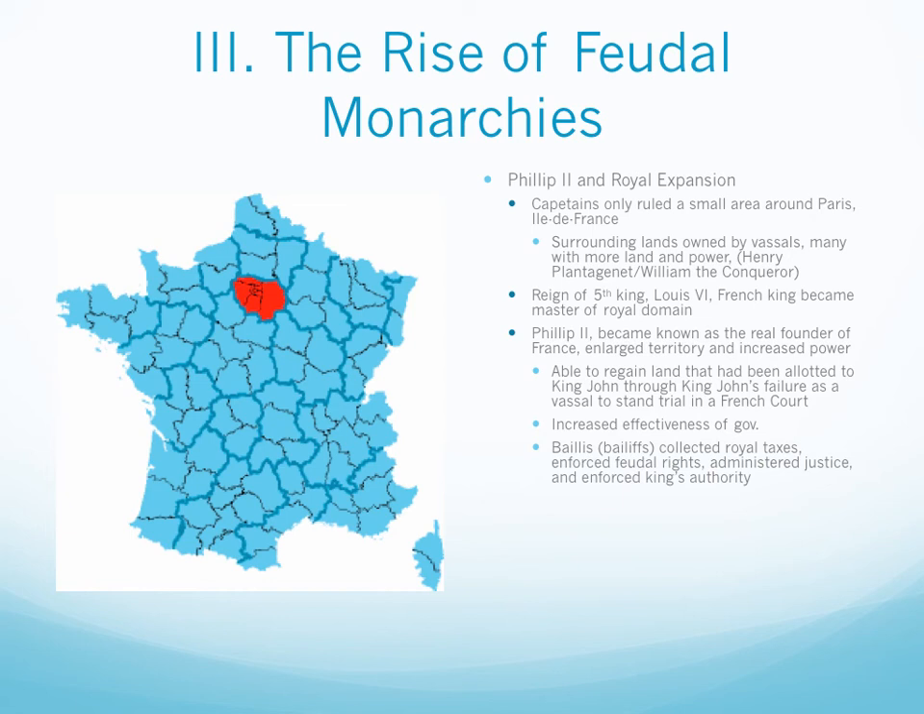Philip helps to increase the effectiveness of royal government. He replaces the feudal officials with new royal ones called baillis or bailiffs. And they're appointed by him, they're paid by him. Their job is pretty much to enforce his taxes and feudal rights. They administer justice, so they're kind of like medieval police in a way.